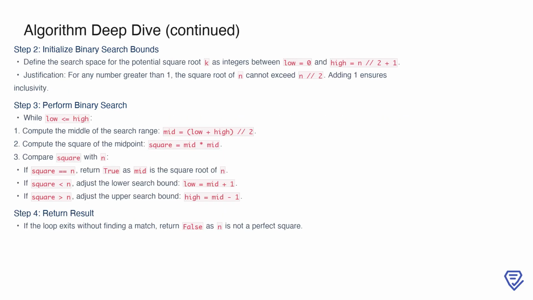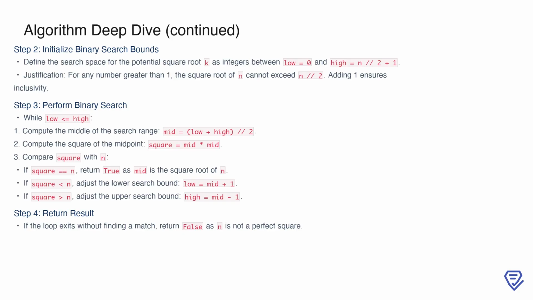Now, to implement the binary search, we first define the search space. The potential values for the square root, k, are bounded between low equals 0 and high equals n//2 plus 1. This range is chosen because, for numbers greater than 1, the square root cannot exceed half the value of n. Adding 1 ensures the upper bound is inclusive.